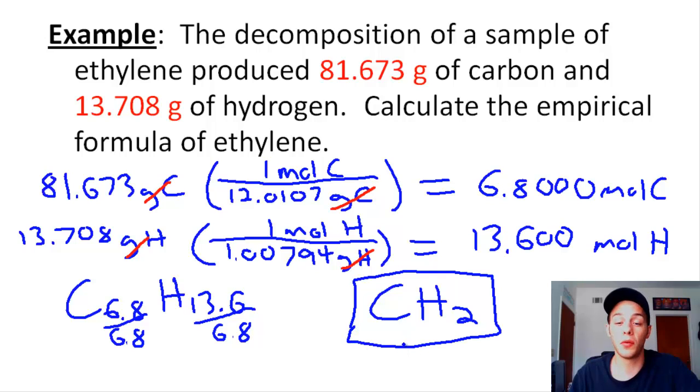Again, that's not our molecular formula, that's just our empirical formula. That means our molecular formula could be CH2, it could be C2H4, it could be C3H6, it doesn't matter. But this is our empirical formula, and if you wanted to calculate the molecular formula, you would need some more information, and we're going to do that in another example.